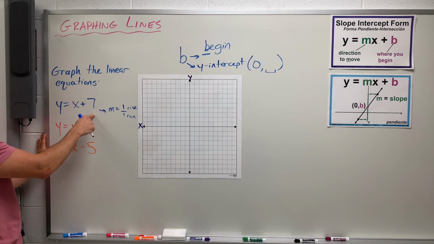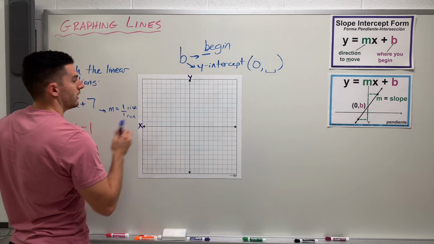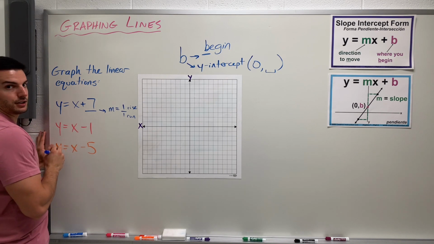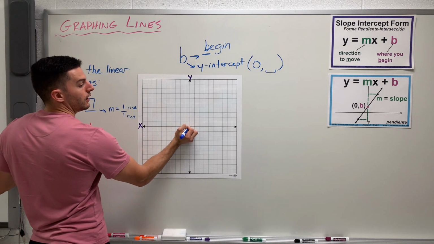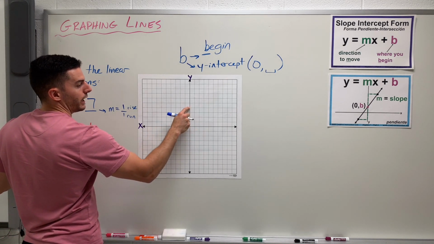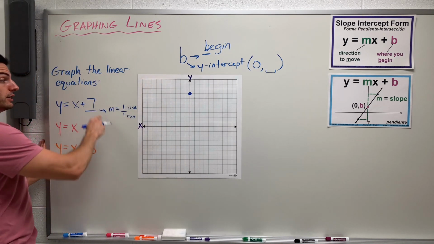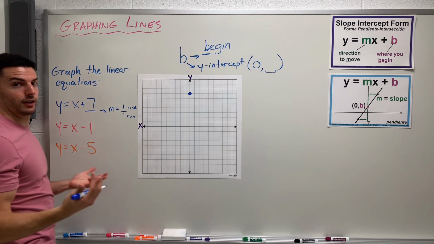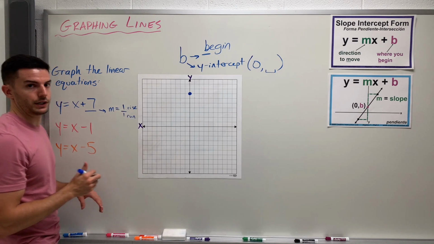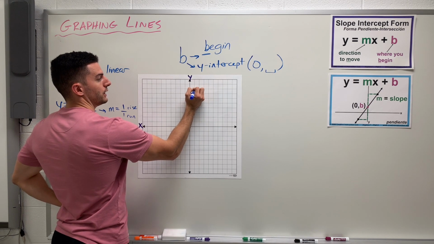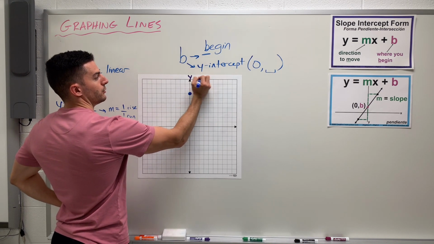Y equals x plus 7, that's going to be my blue line here. So I go where I begin. When I see this b value of 7, or +7, I go up to +7 on my y-axis. That's a point where I start. And then from there, it's all about the m value. The m values here are going to be easy because they're all 1 over 1. So I go up 1, right 1, new point. Up 1, right 1, new point. Up 1, right 1, new point.